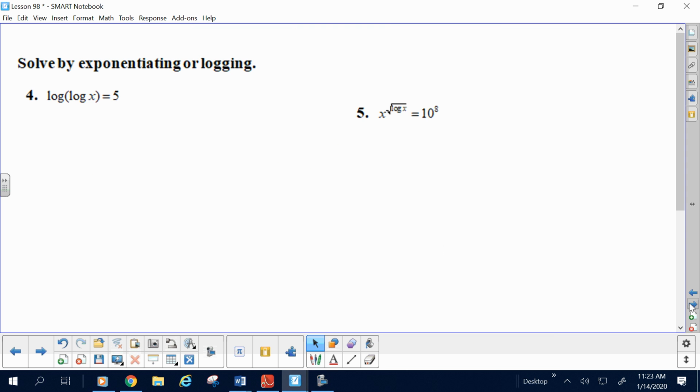All right, last row. Here we go. Super easy. These are the easiest ones. Save the easiest for last. So, Kiriana, what do I do to get rid of the log?